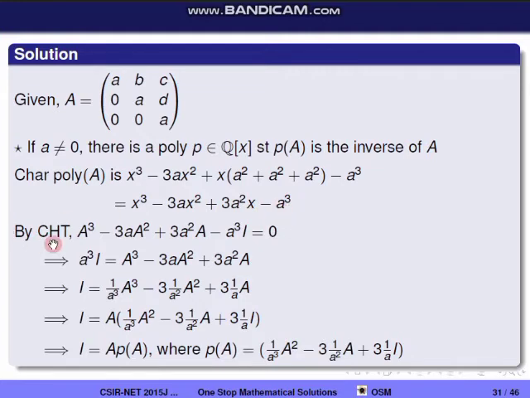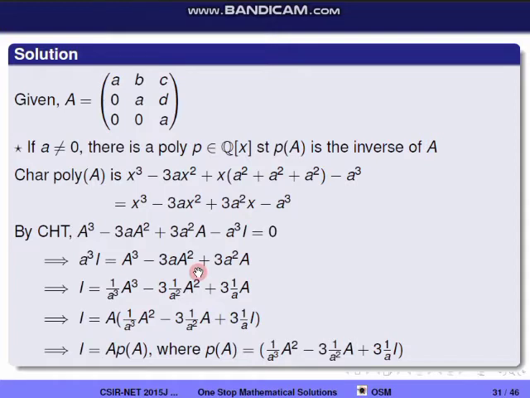By the Cayley-Hamilton theorem, we have A cube minus 3a A square plus 3a square A minus a cube I is equal to 0. Now I am taking a cube I to this side. So this implies a cube I is equal to A cube minus 3a A square plus 3a square A.